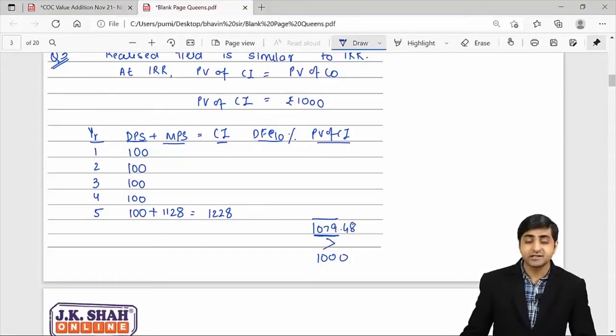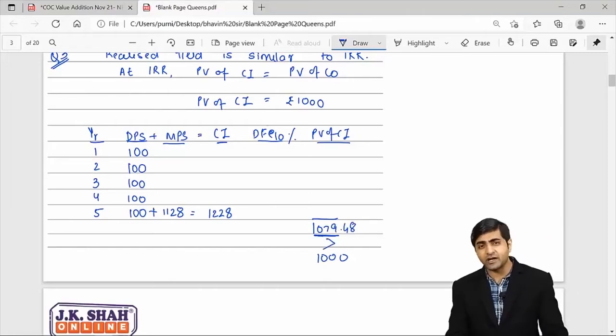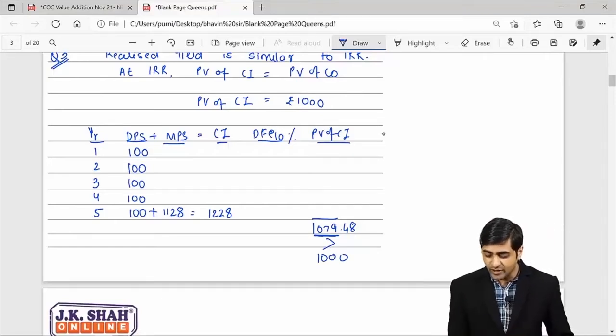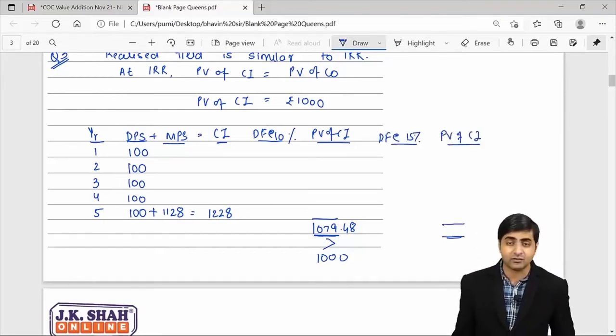Now my dear students, 1079.48, is it greater than 1000? Come on, yes or no? Yes sir. Now we know that we have to increase the discounting factor so that the present value of cash inflows will come down to ₹1000. So now you can take the discounting factor as, let's say for example 15%, and let us see whether your present value of cash inflow here will be coming as 1000 or not.